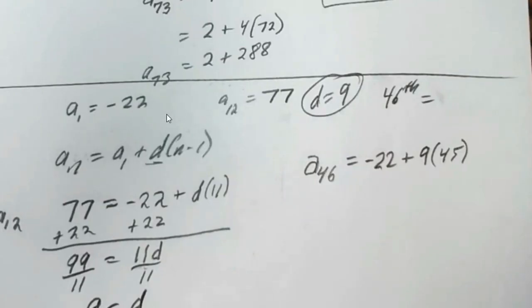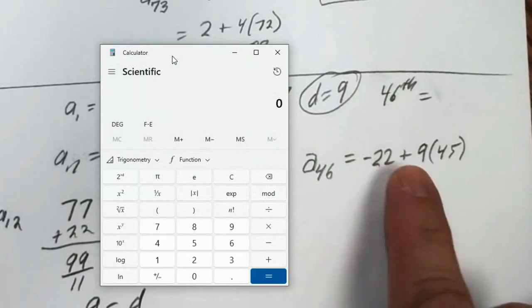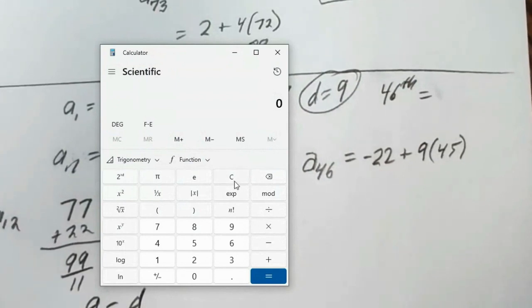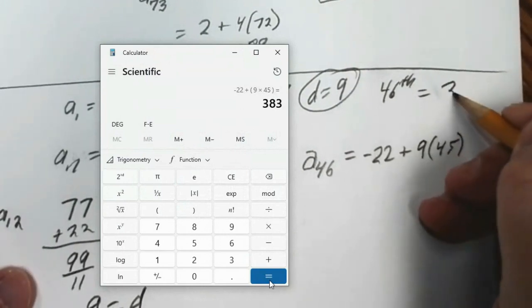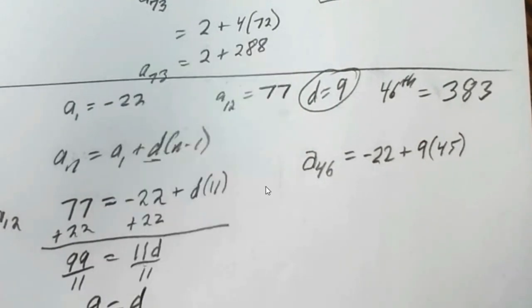Now we just have a very grade school math problem to solve here. So let's put our calculator back up. Okay, so let's put this in our calculator and find out what negative 22 plus 9 times 45 is. Let's see. All right, so we'll go negative 22 plus, and I'll put in parentheses just to make it easy, 9 times 45. That's 405. That's what 9 times 45 is. And added to the negative 22, 383. That is the 46th term in this sequence.